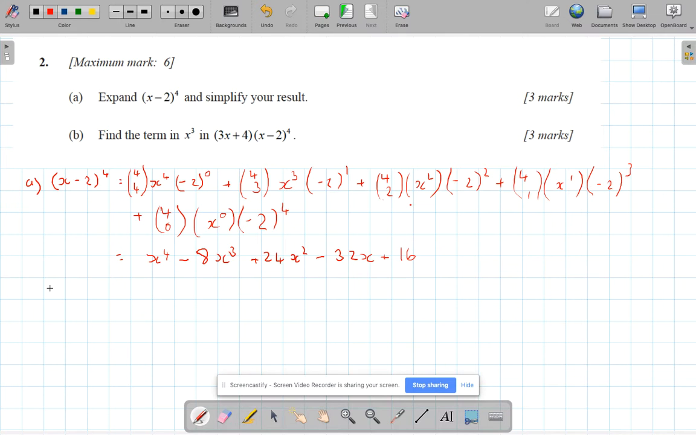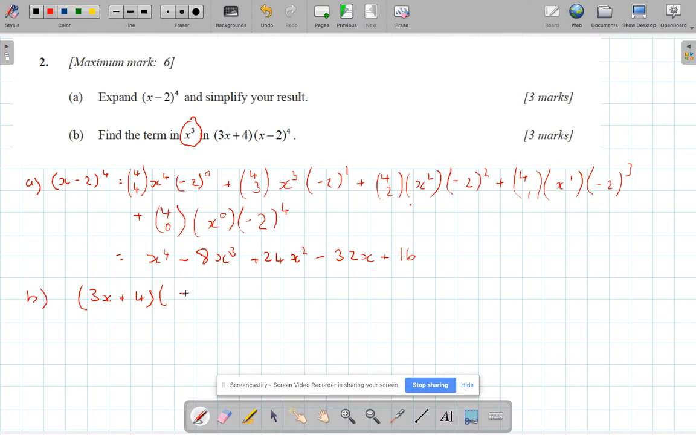So there's the expansion. And for the second part, I'm going to use that expansion, because it's the same thing, to find the x cubed term. Now, if I times this by all of this, I've got 5 terms here, and 2 terms here, so I'm going to have 10 terms. I'm not going to use all of this. I want the x cubed part.